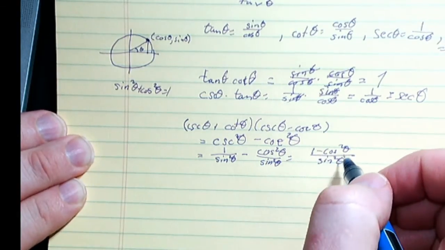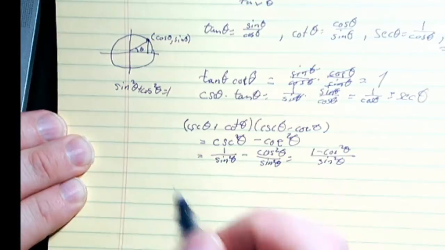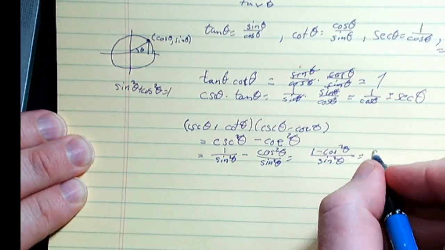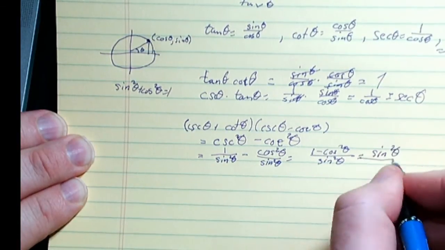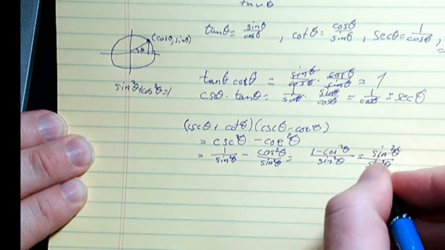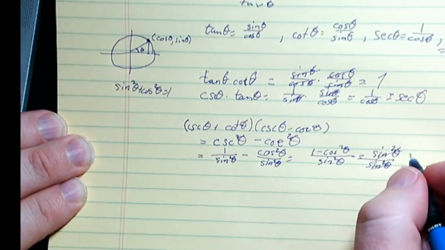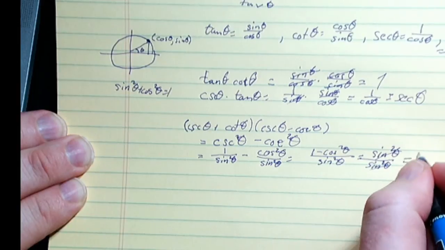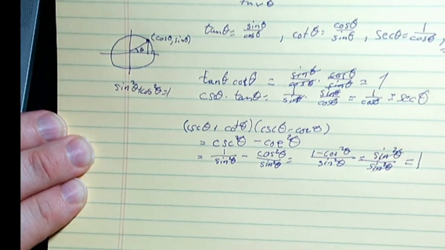So 1 minus cosine squared theta, if you subtract cosine squared theta from both sides of this, must just be sine squared theta. Sine squared theta divided by sine squared theta is 1, because anything divided by itself is. So sure enough, that one's equal to 1.